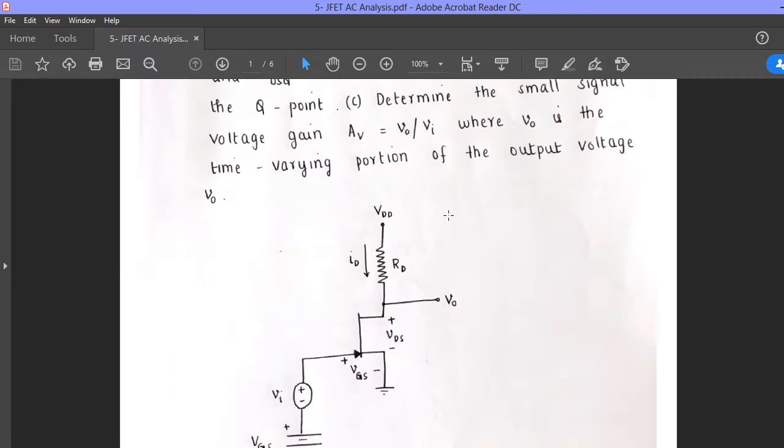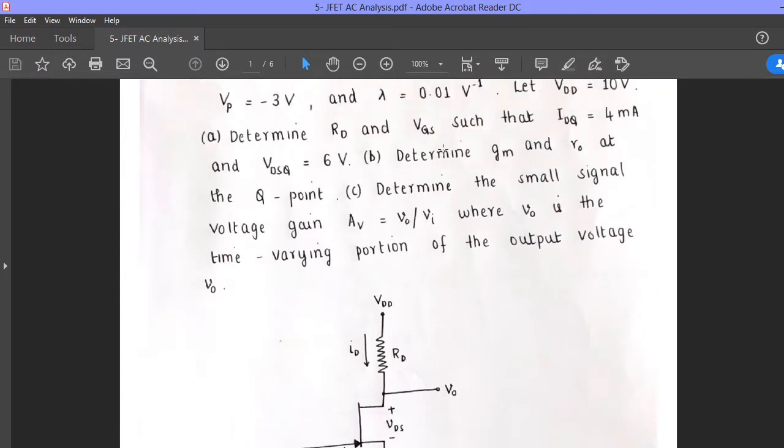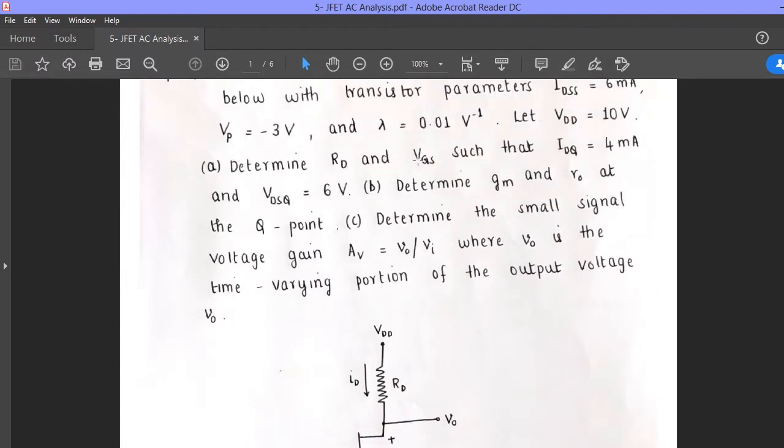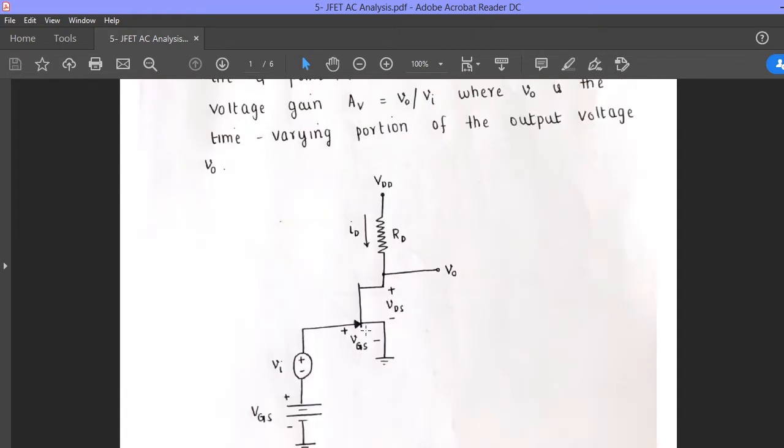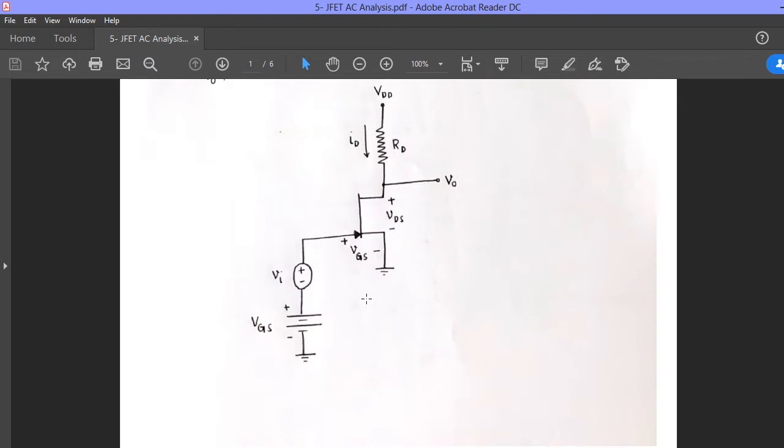in the first part, the value of RD. This RD we have to find, and VGS we also need to find. So we will find them by using DC analysis first, and from the given information we can find the value of RD and VGS. So how will we proceed?